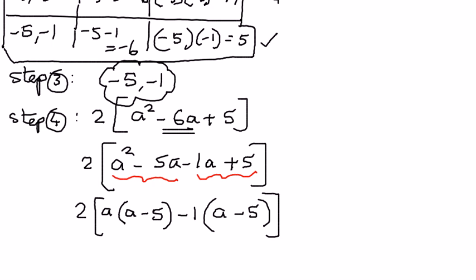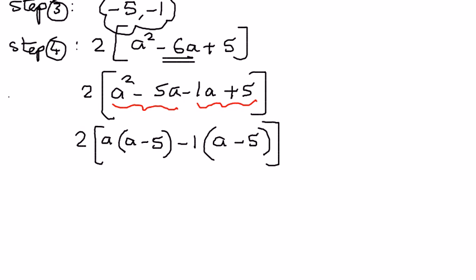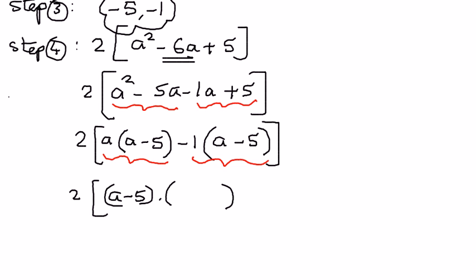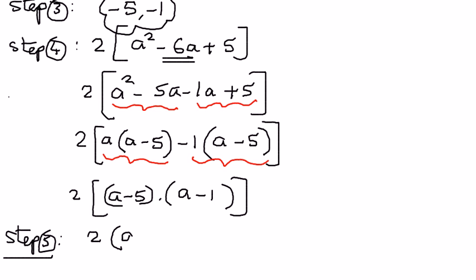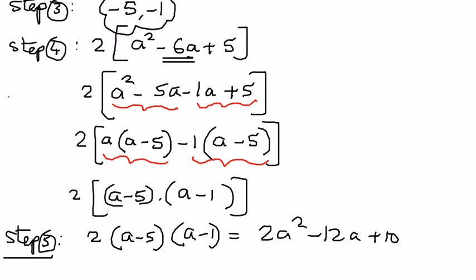So what I have left is a times a minus 5, negative 1 times a minus 5. Looking at this, a minus 5 is common here, and in the second set of parentheses I write whatever is left. What is left here is a minus 1. So as step number 5, I can come back here and say the factored form is 2 times a minus 5 times a minus 1, and this is the factored form for the trinomial given to us as 2a squared minus 12a plus 10. So this is the factored form: 2 times a minus 5 times a minus 1.